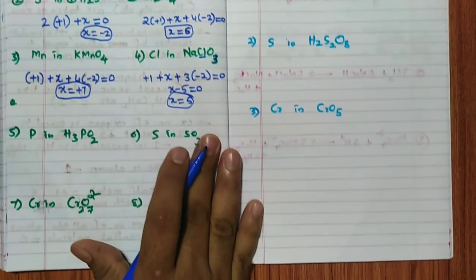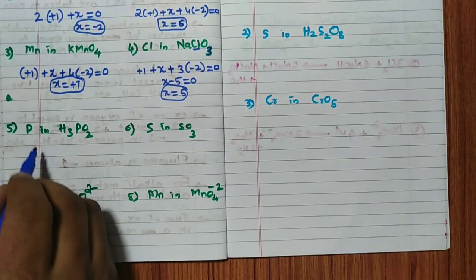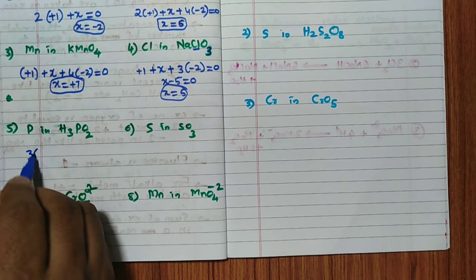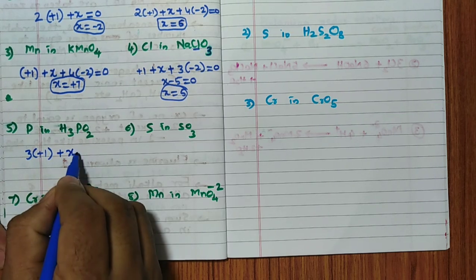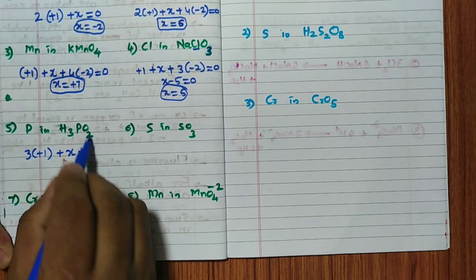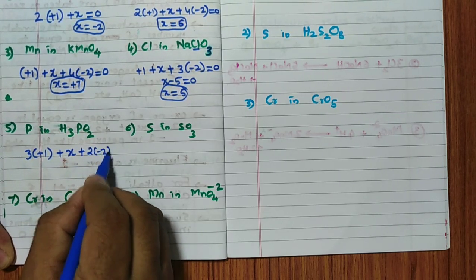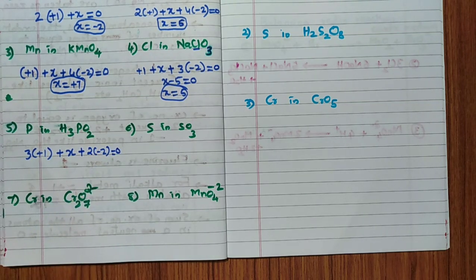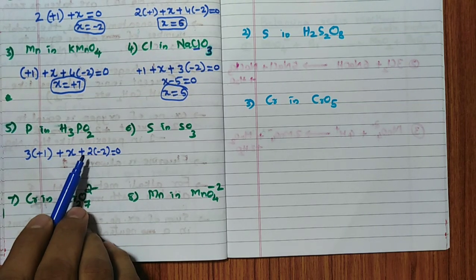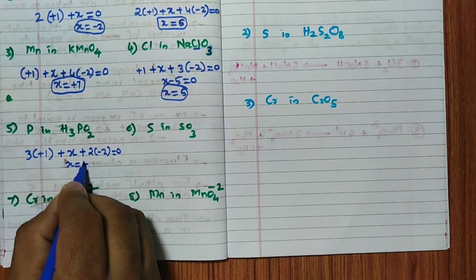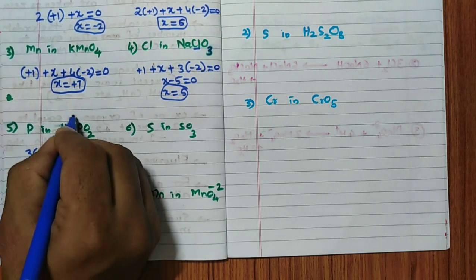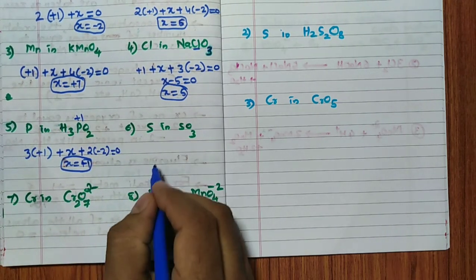Like this. P in H3PO2. So 3 into plus 1 plus X plus oxygen 2 into minus 2 is equal to 0. So here you can see minus 4 plus 3. So X is equal to plus 1 is left. Plus 1 here. S in SO3.